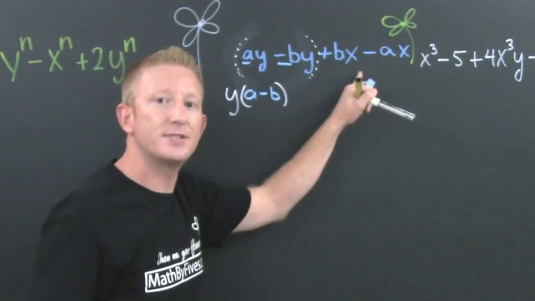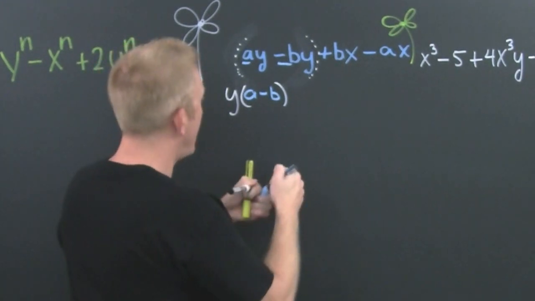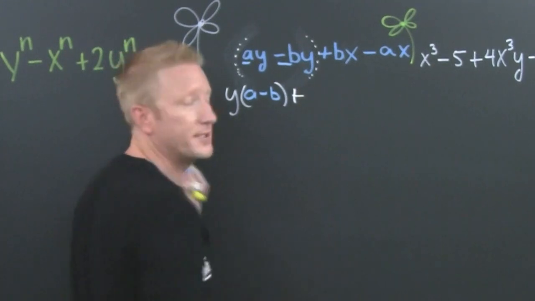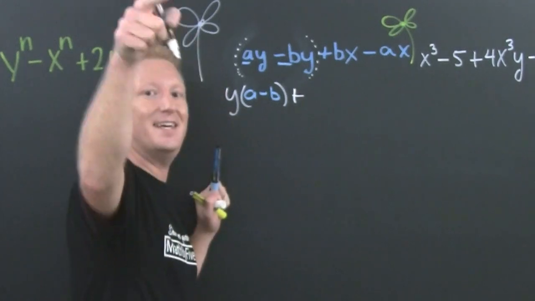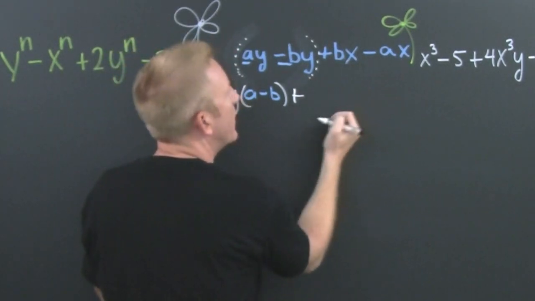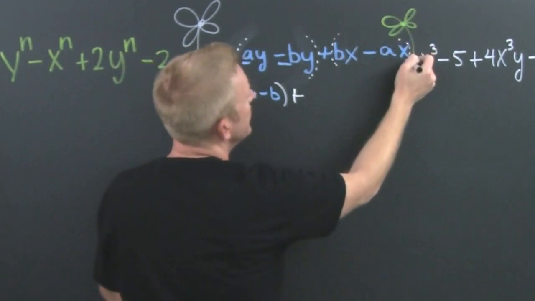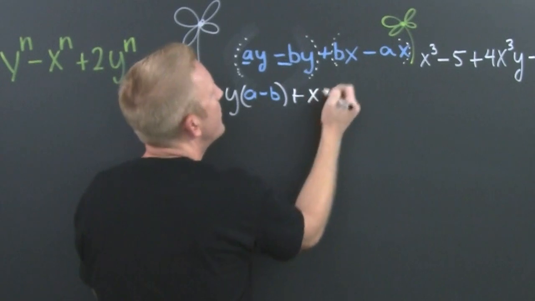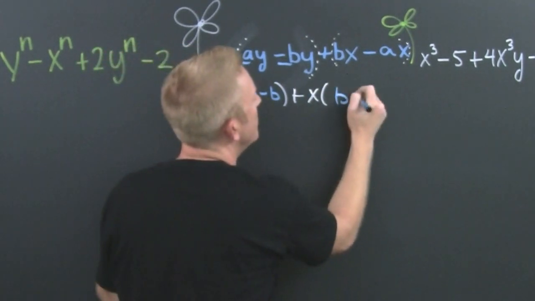On that next one, I'm going to two-step it. That same old two-step. I have a common factor of x. I pull that x out, and what's left on the inside is b minus a.